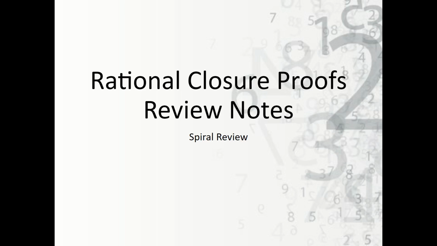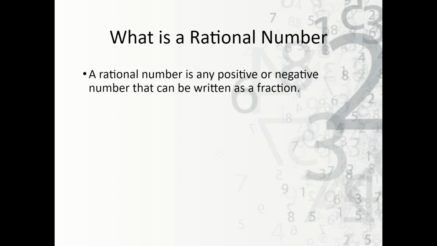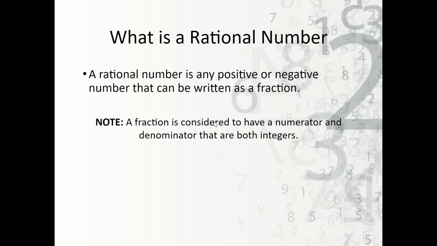Let's take a look at the rational closure proofs review notes. Our notes begin with the learning goals and success criteria. Now, what is a rational number? A rational number is any positive or negative number that can be written as a fraction. Notice that a fraction is considered to have both a numerator and denominator that are integers.